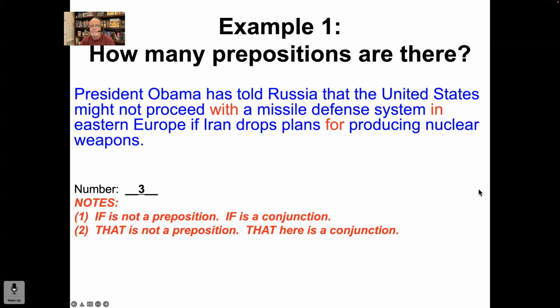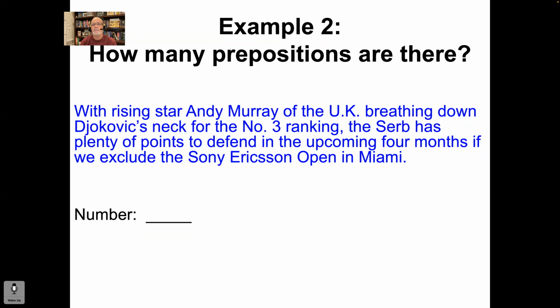All right, so there are 3 here. Let's try. How'd you do? Thumbs up, thumbs down. All right, let's try one more. Here's example 2. I'm a tennis fanatic. This one's tough. Good luck, everybody.